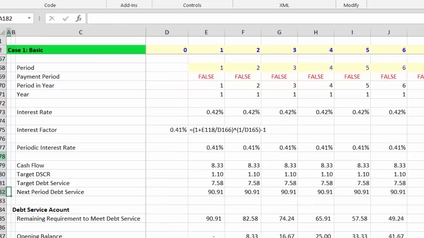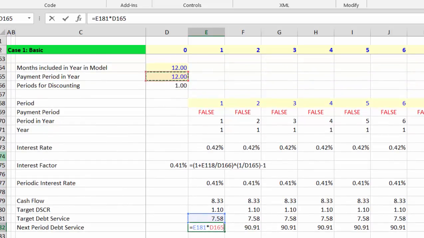Okay, and so the amount we're going to pay is actually this number times, and this time be careful, it's not this 12, it's this 12. That's the amount we're going to pay each year.